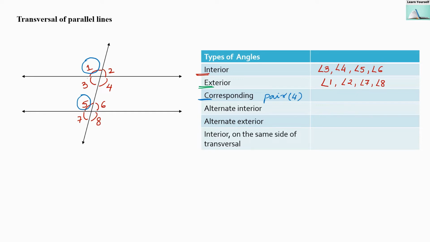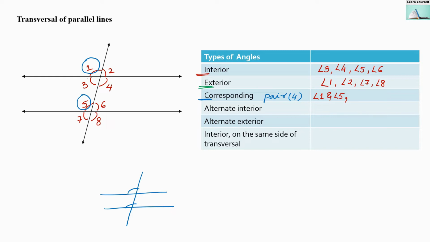As you can see here, this is a line and angle 1 is over here at the top of the line, and angle 5 is also here at the top of the line. So that's why they are called a pair of corresponding angles. So the first pair we got here is angle 1 and angle 5. We are going to write here angle 1 and angle 5 because they will always be in pair. So a pair of corresponding angles, this is the first pair.